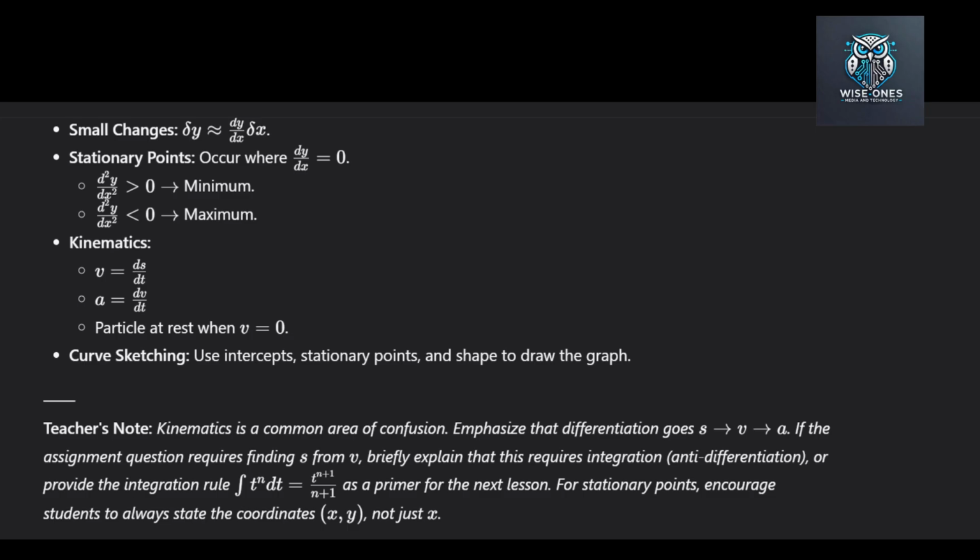Here are some teacher's tips for WAEC. Kinematics is a common area of confusion. Emphasize that differentiation goes s to v to a. If the question requires finding s from v, briefly explain that this requires integration or anti-differentiation. For stationary points, encourage students to always state the coordinates (x, y), not just x. And always check your signs. Negative gradients and negative accelerations are very common.